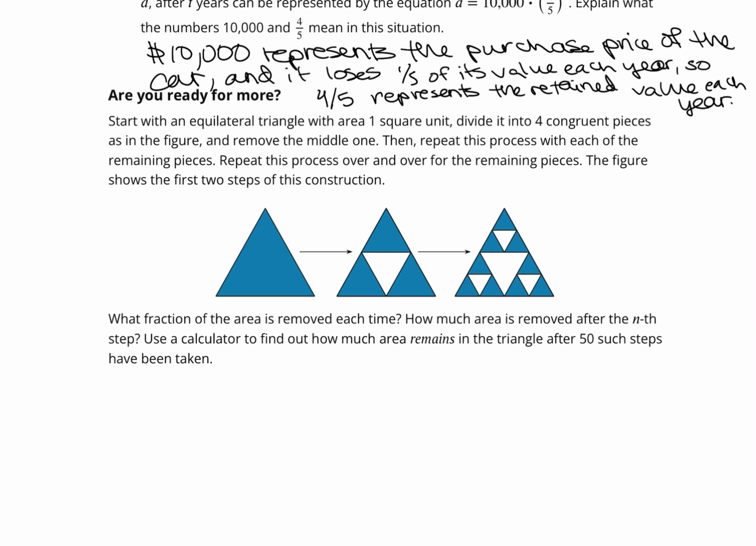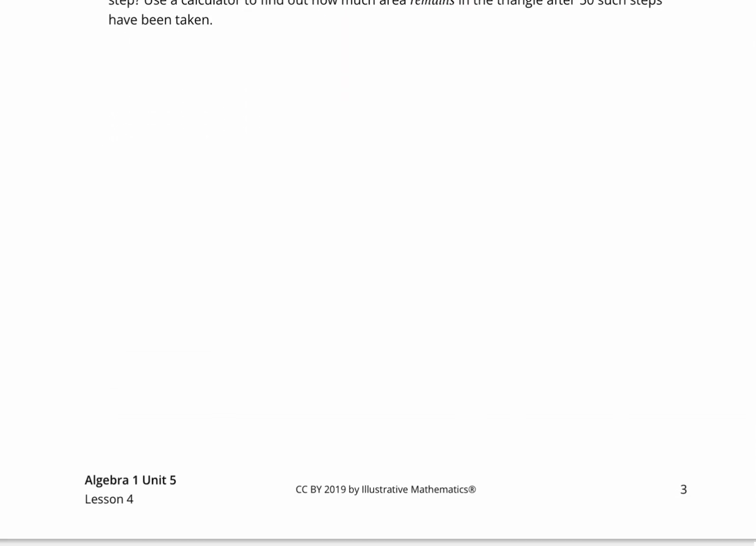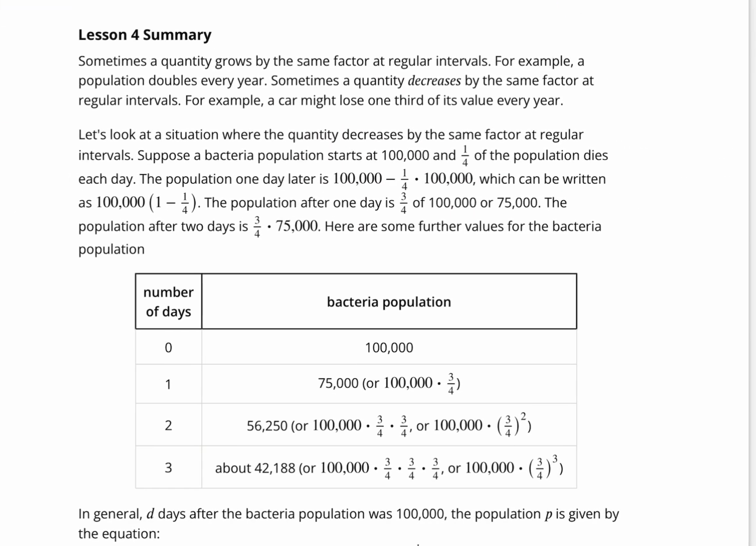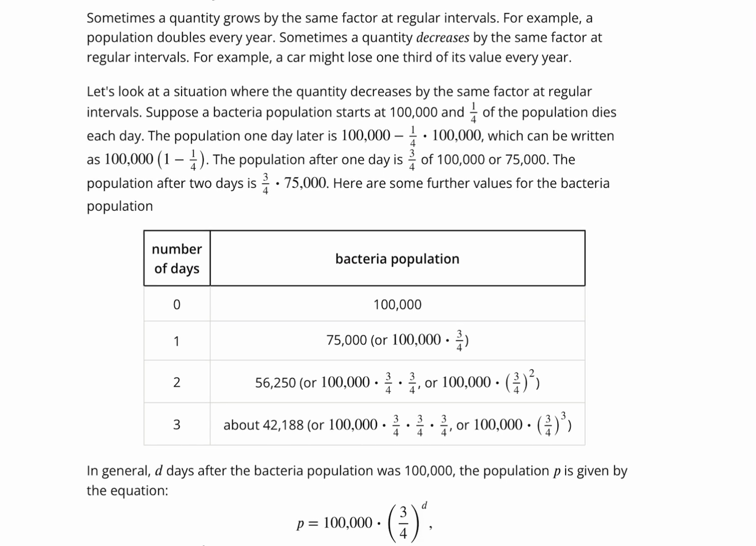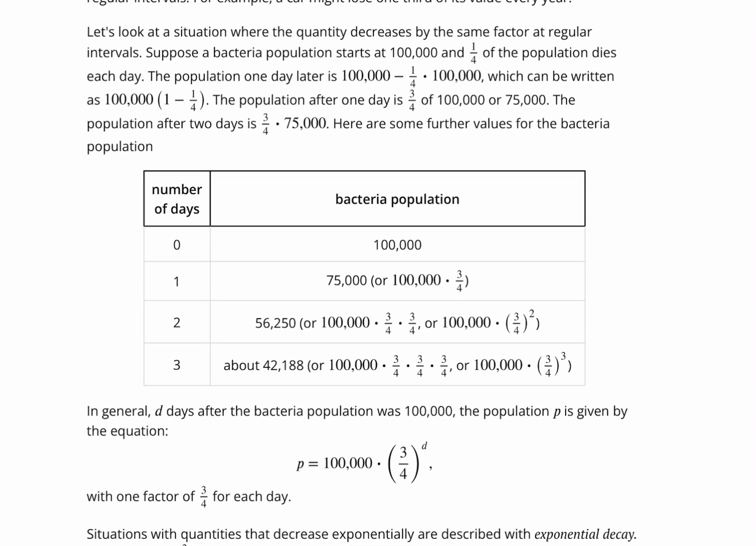Okay, so there's an Are You Ready for More here, which we are going to skip, and then there's the lesson summary. So let's review real quick. Sometimes a quantity grows by the same factor at regular intervals. For example, population doubles every year. Sometimes a quantity decreases by the same factor at regular intervals. For example, a car might lose 1/3 of its value each year.